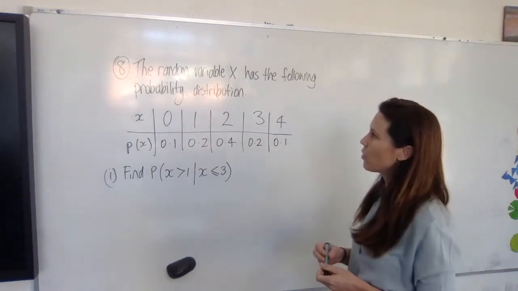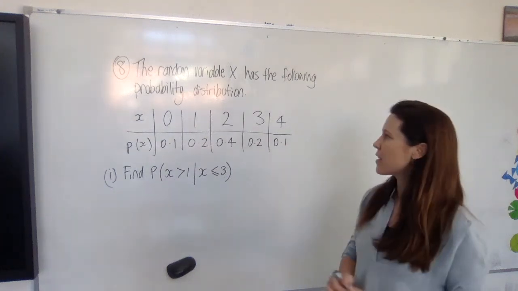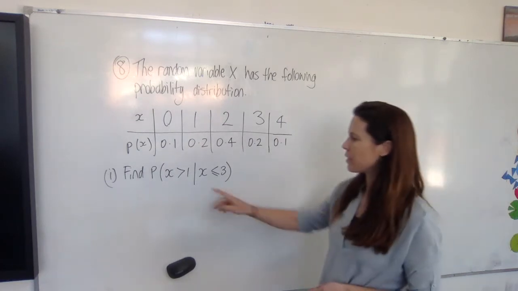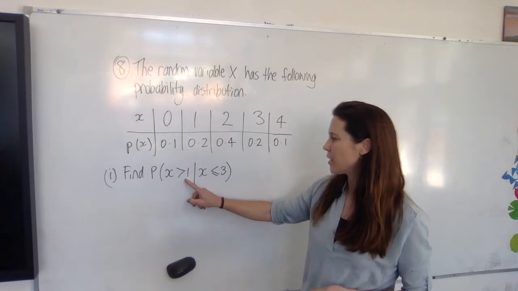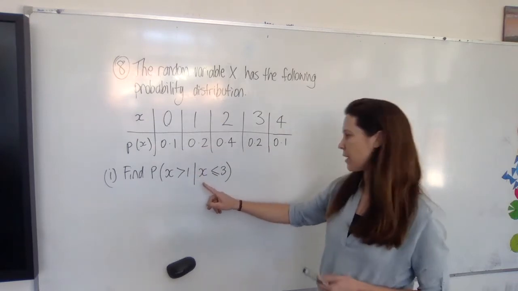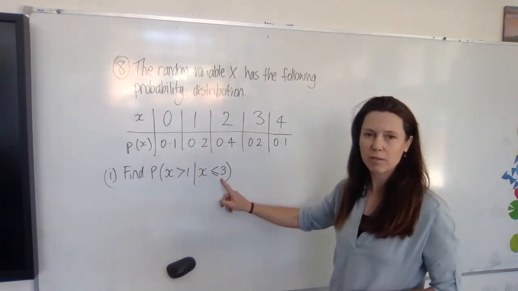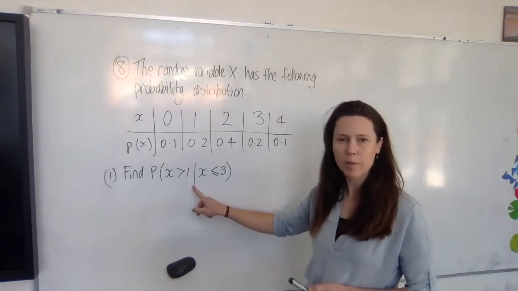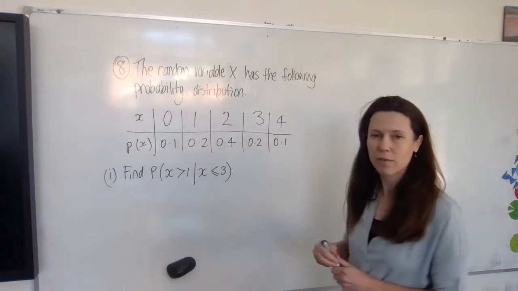Question 8, part 1 says the random variable x has the following probability distribution. Now we need to find the probability that x is greater than 1 given that we know that x is less than or equal to 3. Now there's a couple of ways that you can approach this. Because it's conditional probability, you might want to think about going straight for a formula.